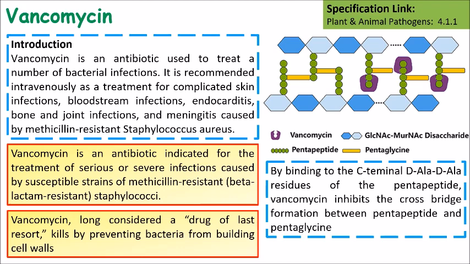It works by binding to polypeptides that make up the cross bridges that form within bacterial cell walls. If these cross bridges cannot form, then the bacteria cannot replicate.